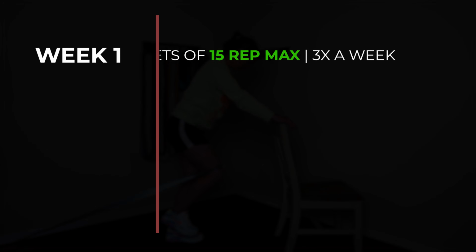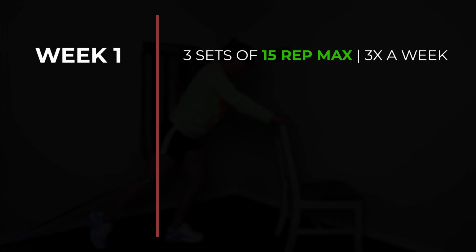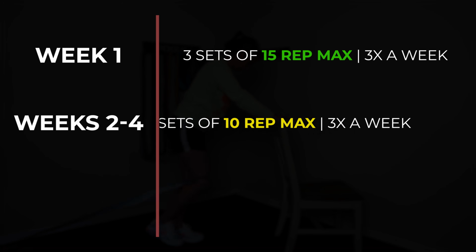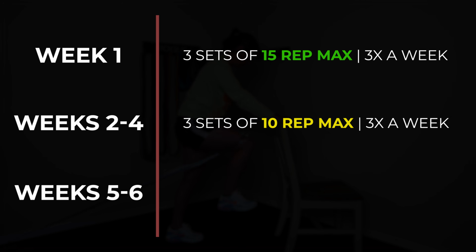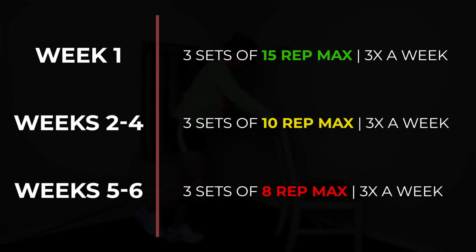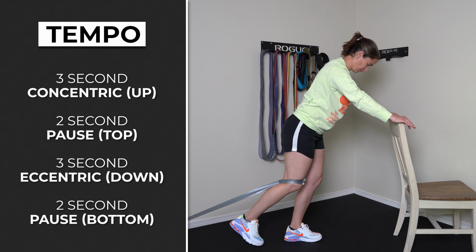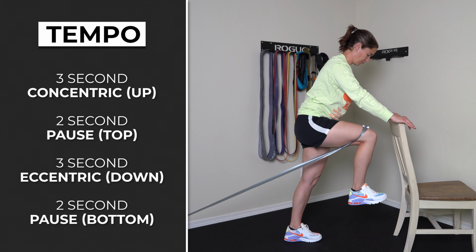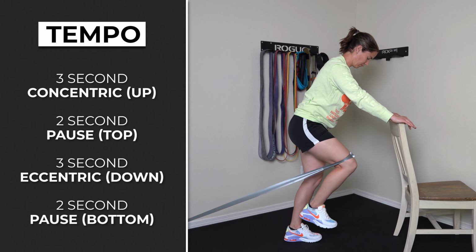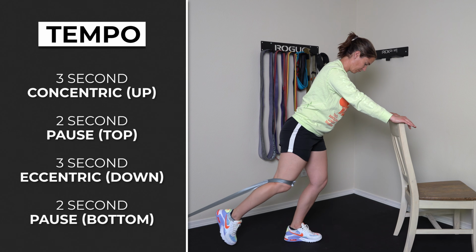On week 1, the subjects performed 3 sets of their 15 rep max, 3 times per week. Weeks 2 through 4 consisted of 3 sets of their 10 rep max, 3 times per week. Weeks 5 to 6 consisted of 3 sets of their 8 rep max, 3 times per week. Each rep consisted of a 3-second concentric, 2-second pause, 3-second eccentric, and 2-second rest. 2-minute rests were given between sets.